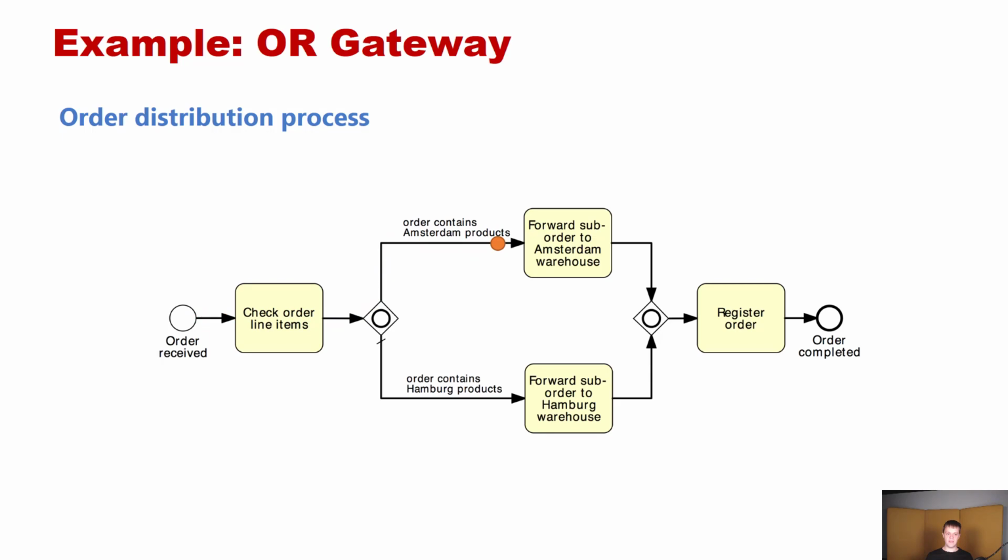Depending on the availability, we can execute one of the branches, so forward the order to the Amsterdam warehouse and continue from there. We could also find out that the order contains Hamburg products, forward the order to that warehouse and continue from there. However, it is possible that both of the warehouses contain some of the parts of the order that are required, so we can execute the process for both of them in parallel. And after that is done, we can register the order and finish the process execution.